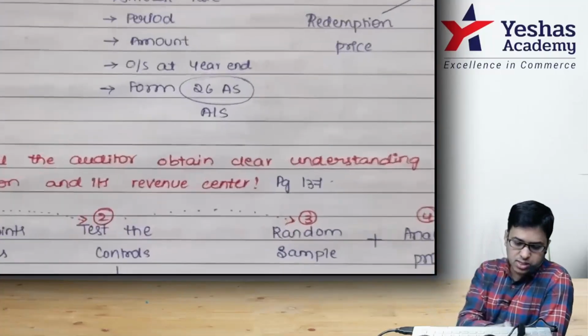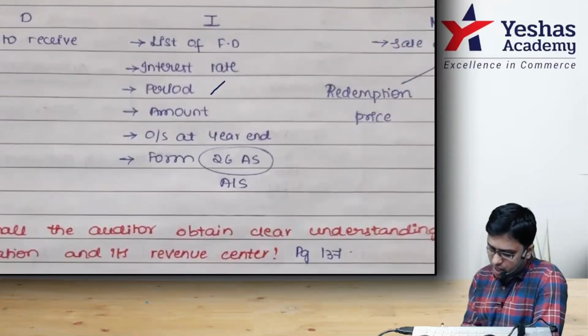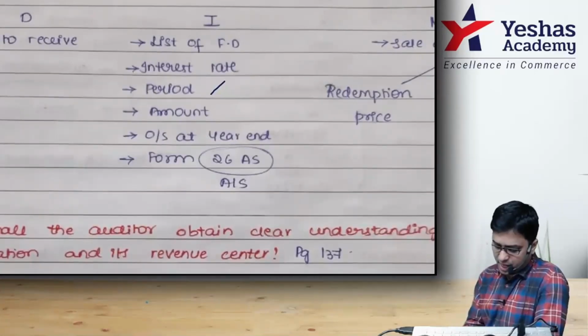I'll just zoom it for you. See this. Listing of fixed deposits opened during the period under audit, along with the applicable underlying interest rate and the number of days, that is, the period for which the deposit was outstanding during the period. Verify the arithmetical accuracy, that means the interest calculation.